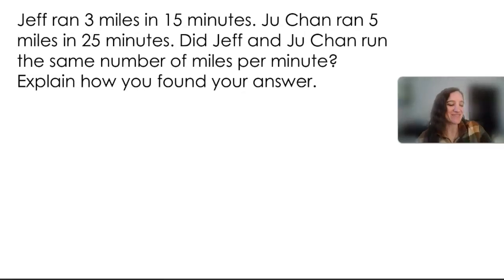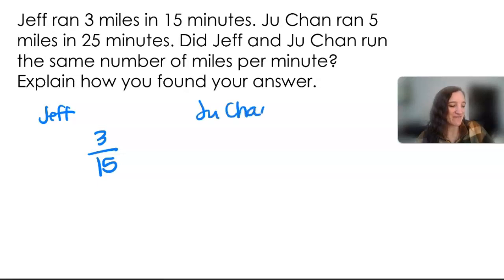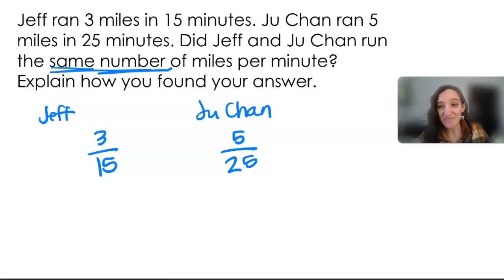And the last question, which might look familiar. Jeff ran 3 miles in 15 minutes. Jushan ran 5 miles in 25 minutes. Did Jeff and Jushan run the same number of miles per minute? So they're asking, hey, are these the same? Are they equivalent? Well, what do you think? There's a few ways we could figure it out, right? We could cross multiply. We could also simplify. Let's do it both ways and see which way works best for you.